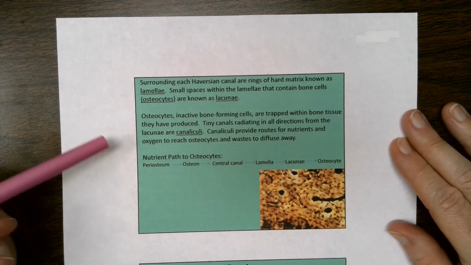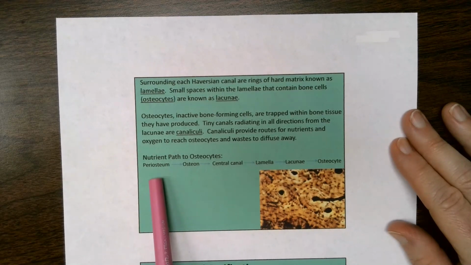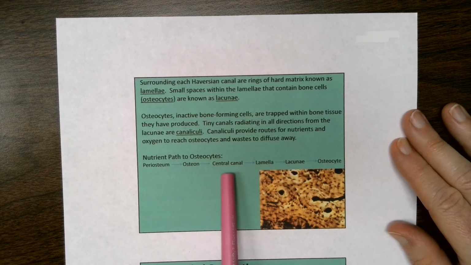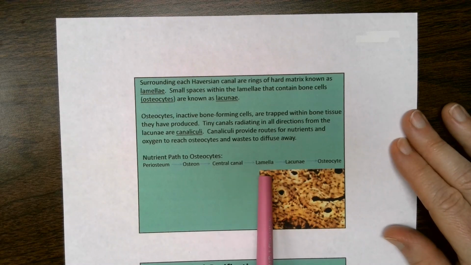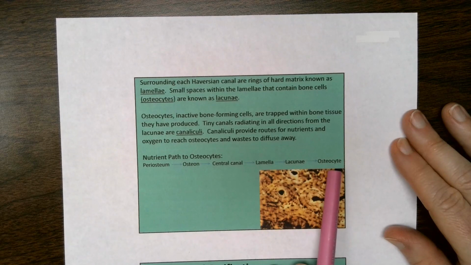So if we're talking about nutrients getting to a cell within a bone, they're obviously going to come from arteries that are outside the periosteum, but once we get to the bone, the periosteum or connective tissue membrane, blood's going to move through there. It's going to then go into an osteon, or again a Haversian system. It's going to get into the central canal or the Haversian canal where blood vessels are located. Then it's going to move through a given lamella, go into a specific lacuna, and then be delivered to a specific osteocyte.